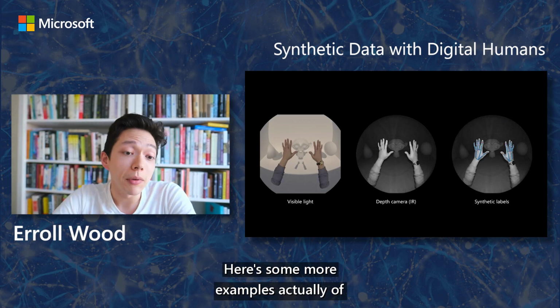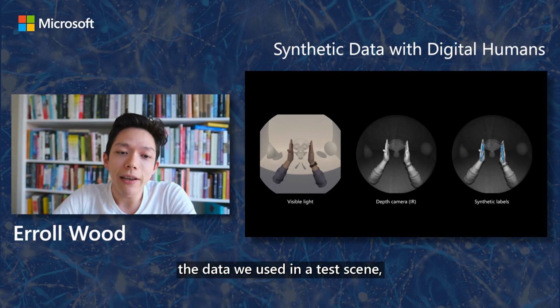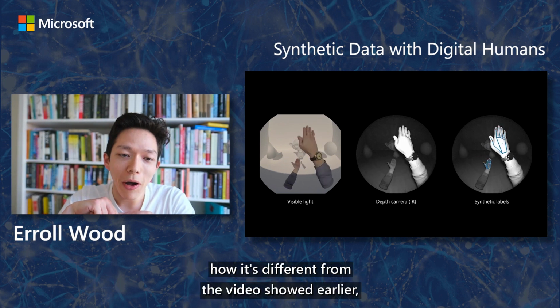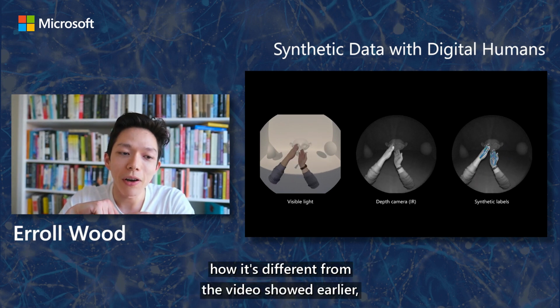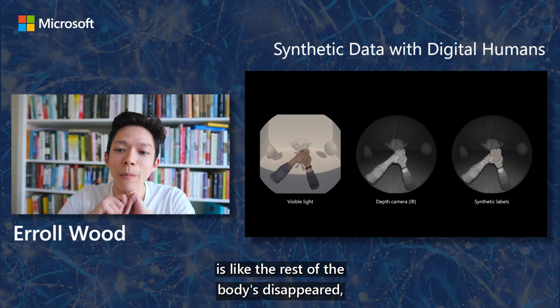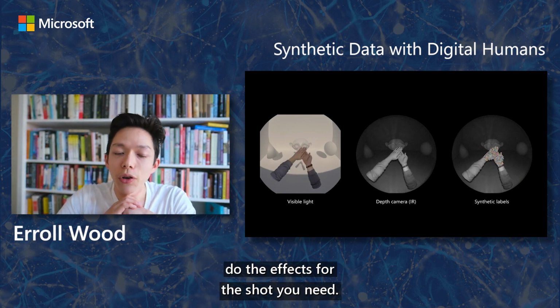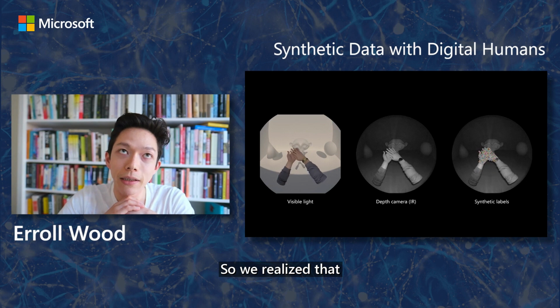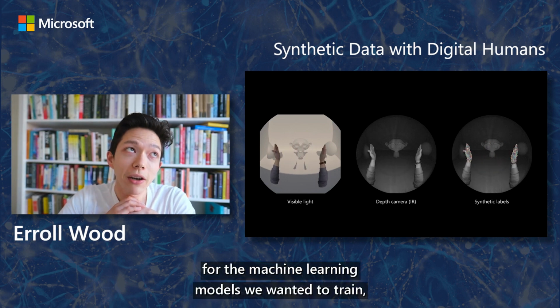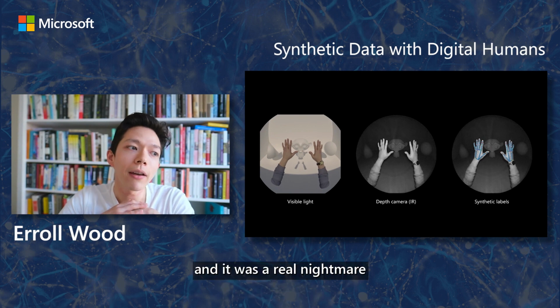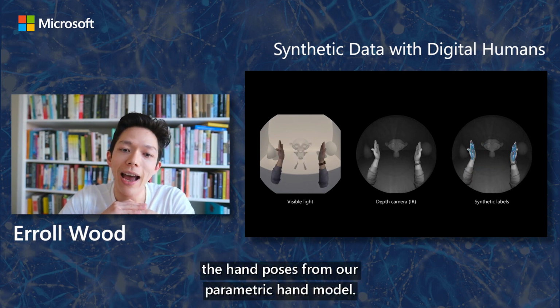Here's some more examples actually of the data we used in a sort of test scene. And what you might notice here, how it's different from the video I showed earlier, is the rest of the body's disappeared. And I think the lesson here is that it's important to do the effects for the shot you need. So we realized that for the machine learning models we wanted to train, we didn't need to have the whole body, and it was a real nightmare getting the whole body to work with the hand poses from a parametric hand model.